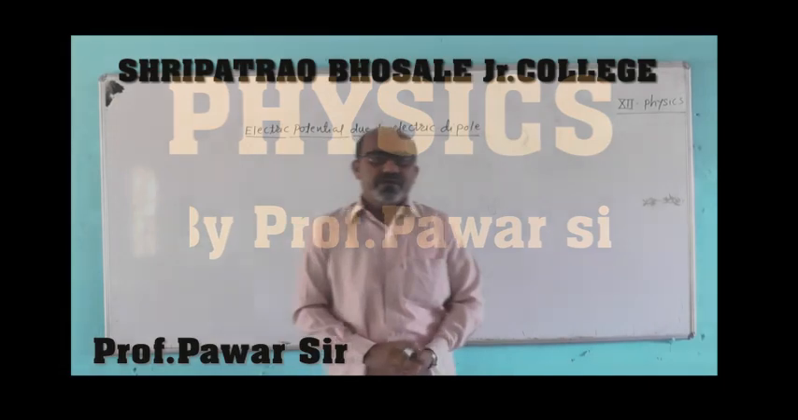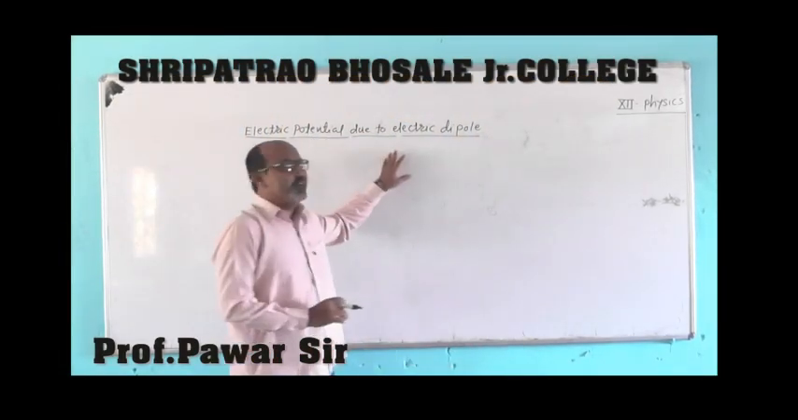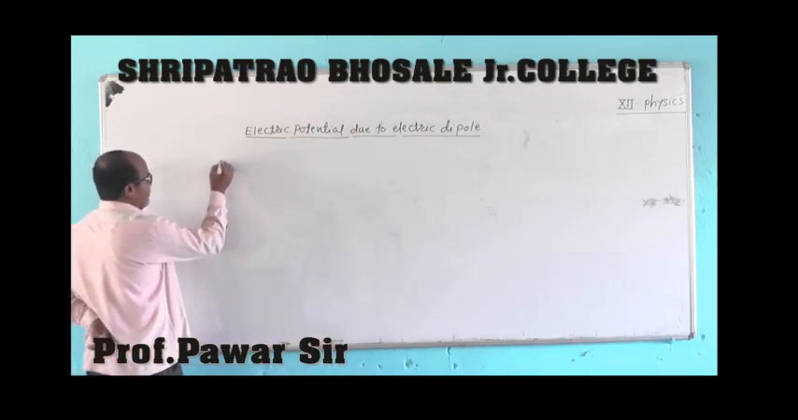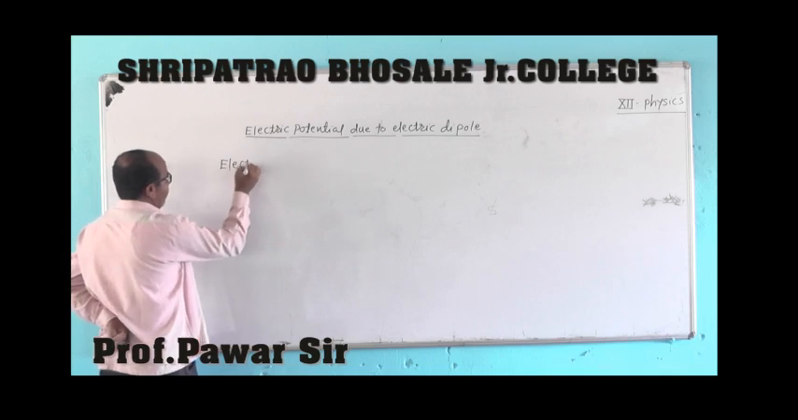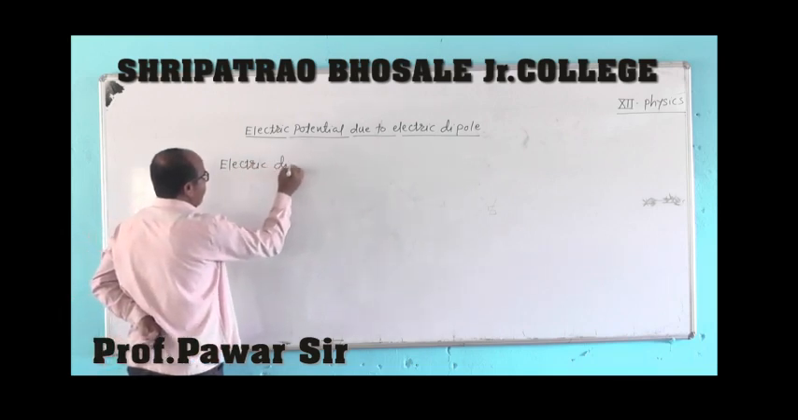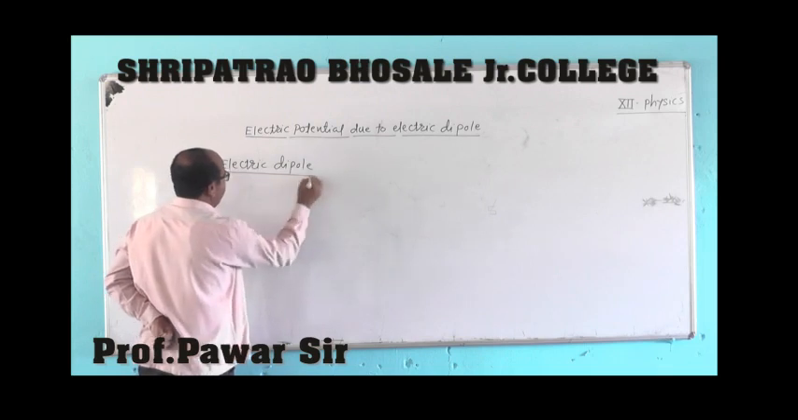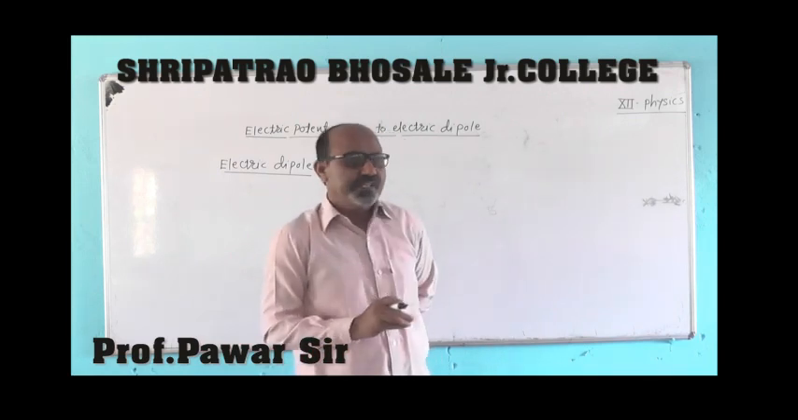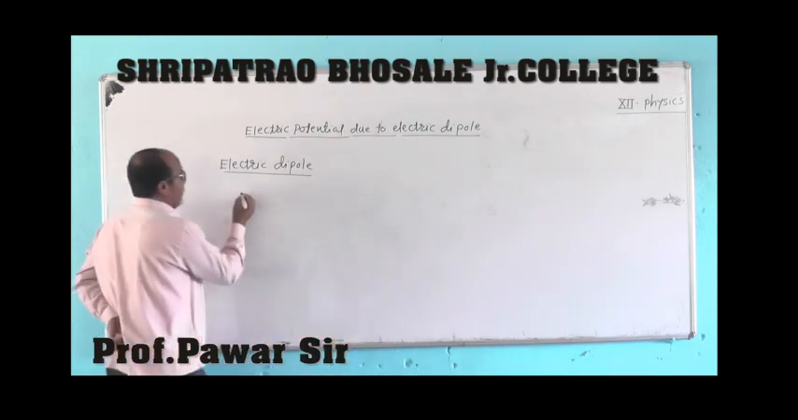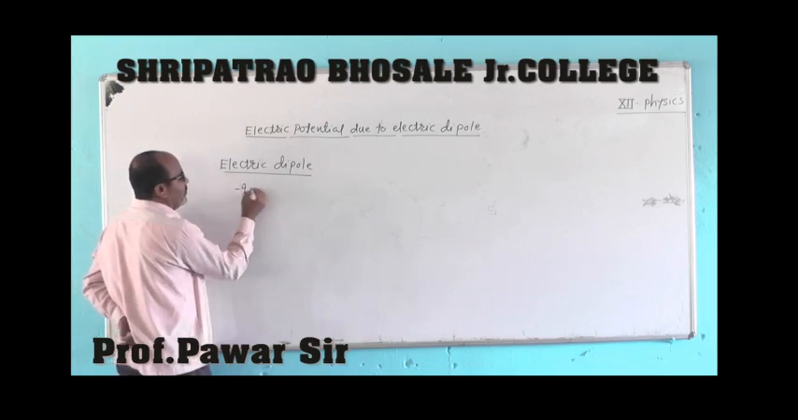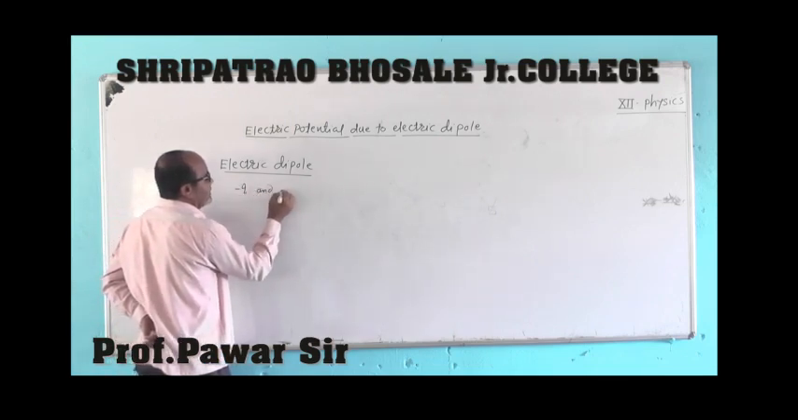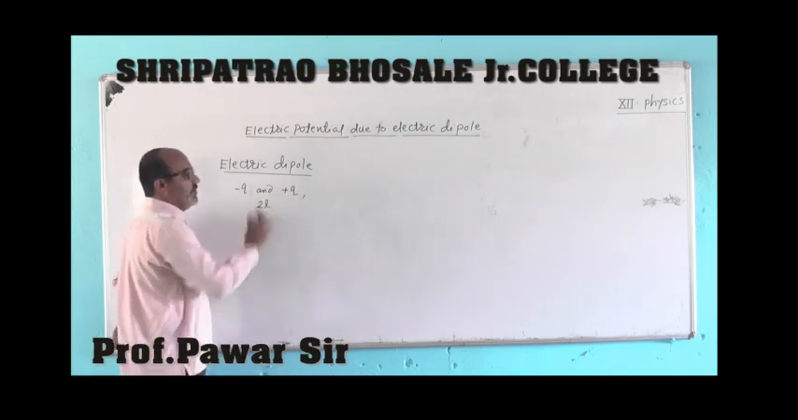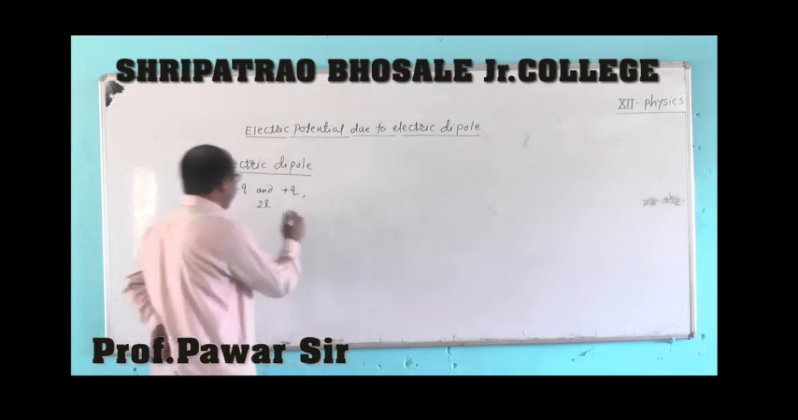Welcome students. Today we have to study electric potential due to an electric dipole. So do you know what the meaning of an electric dipole is? When two equal and opposite charges separated by a finite distance form an electric dipole. If we consider an example, a charge minus q and a charge plus q separated by distance 2l form an electric dipole. It is like this.